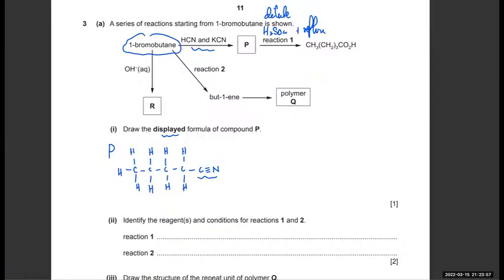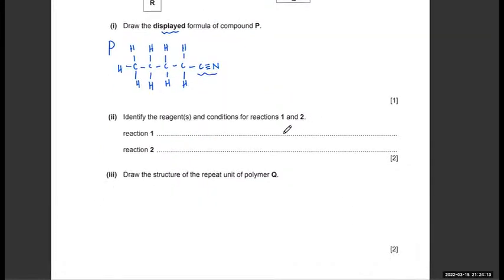Then further on they would ask for the conditions. So it's going to be concentrated NaOH, ethanolic, it has to be mentioned, and plus there's going to be heat. Now the butene turns into a polymer. So draw the structure, identify the reagents and conditions. So we did all of that.